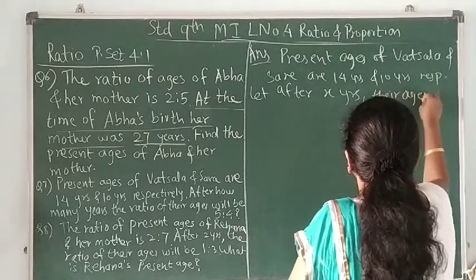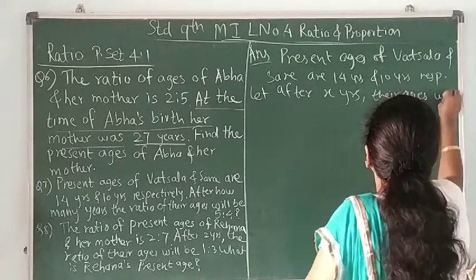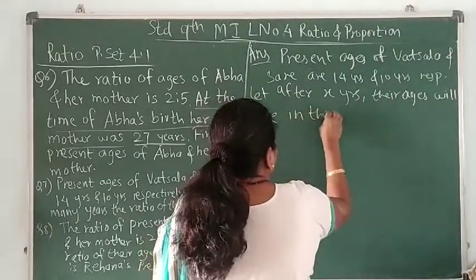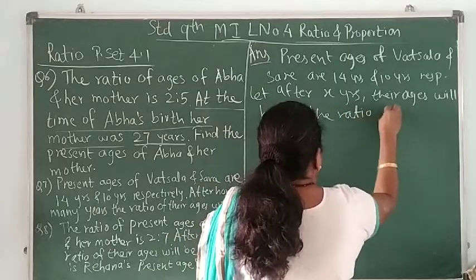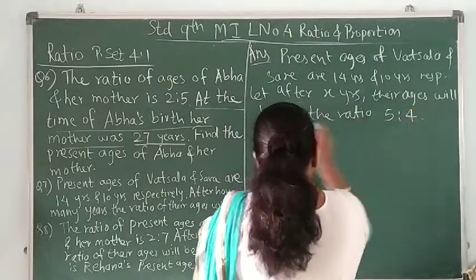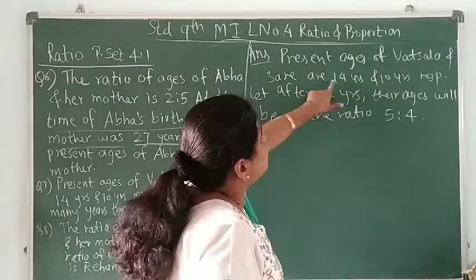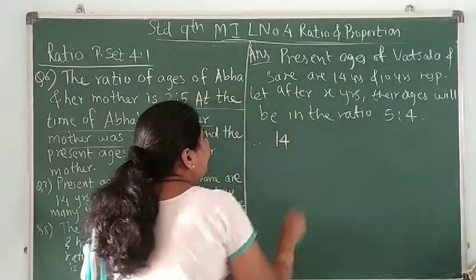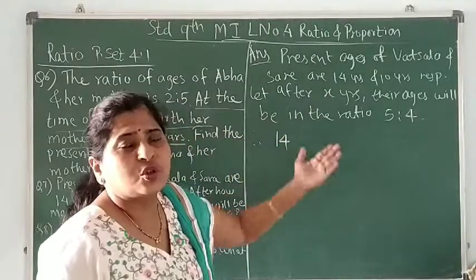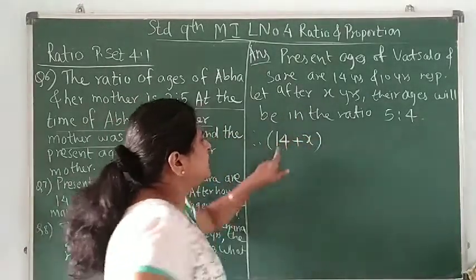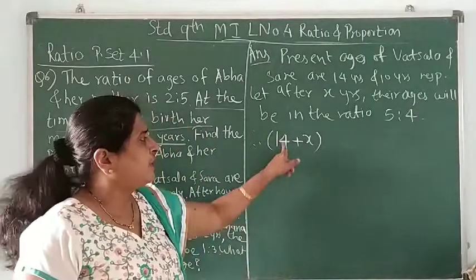ages will be in the ratio 5:4. Therefore, the first person is Vatsala, her present age is 14. So after x years, her age is going to be 14 plus x. Okay, this is going to be the age of Vatsala after x years.